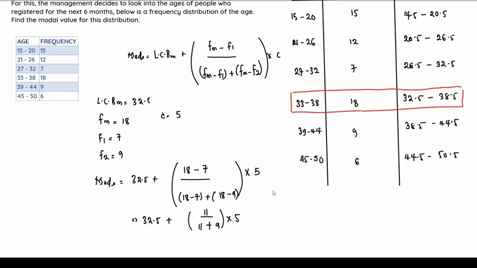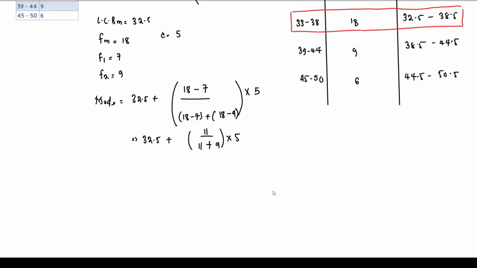So I am going to be using my calculator to work on everything we have in this bracket. So we have 32.5 plus 11 divided by 11 plus 9, that gives us 0.55, times 5. So we have 32.5 plus 0.55 times 5, that gives us 2.75. So this is equal to 34.75. So the modal value of this distribution of heights is 34.75.